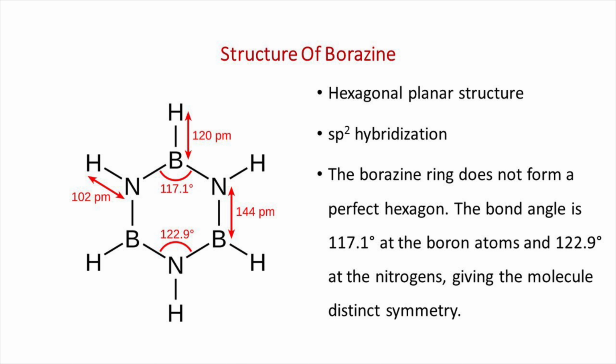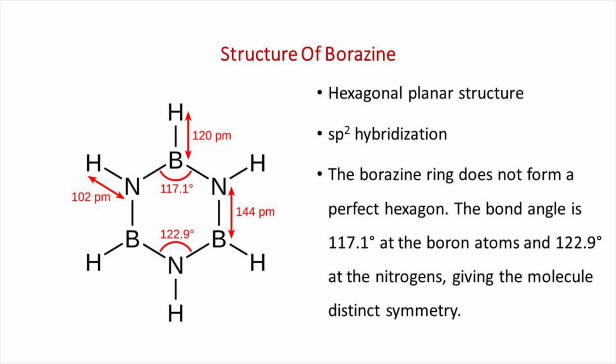Borazine has a hexagonal planar structure very similar to that of benzene. In borazine, the boron and nitrogen atoms are alternately placed in a planar hexagonal ring, in which the bond angle is 117.1 degrees at the boron atoms and 122.9 degrees at the nitrogen atoms. This is very close to the C-C-C bond angle in benzene.